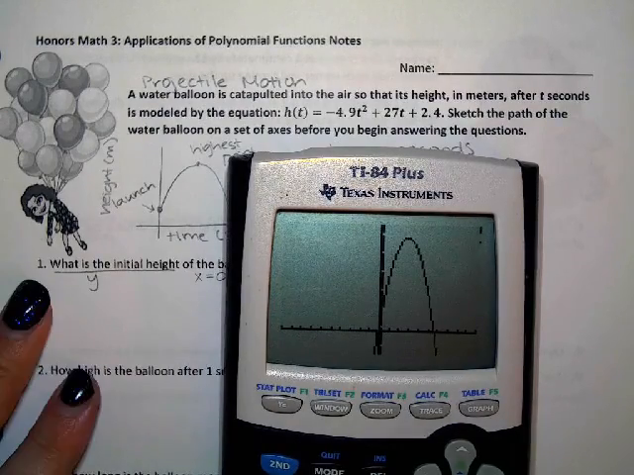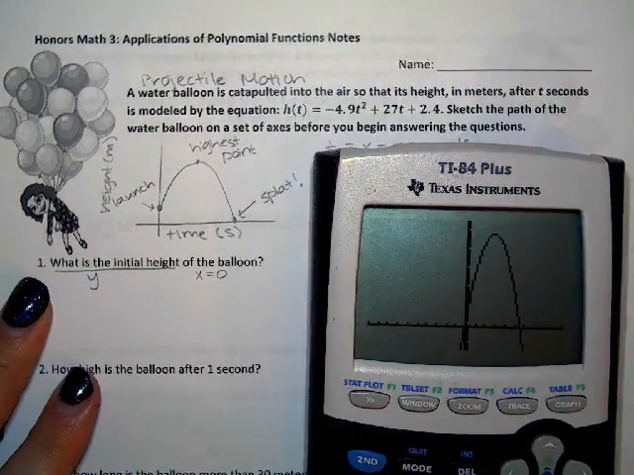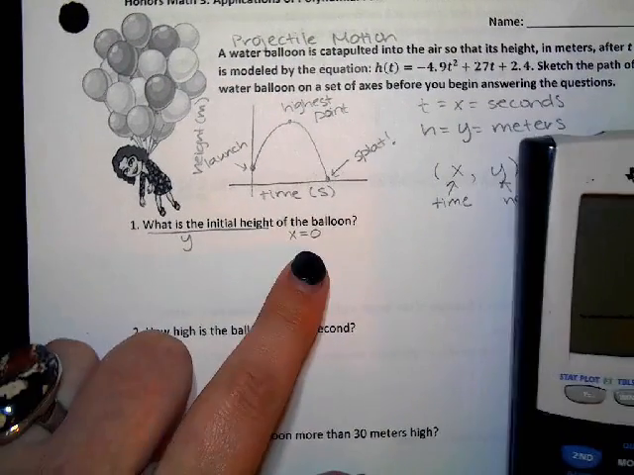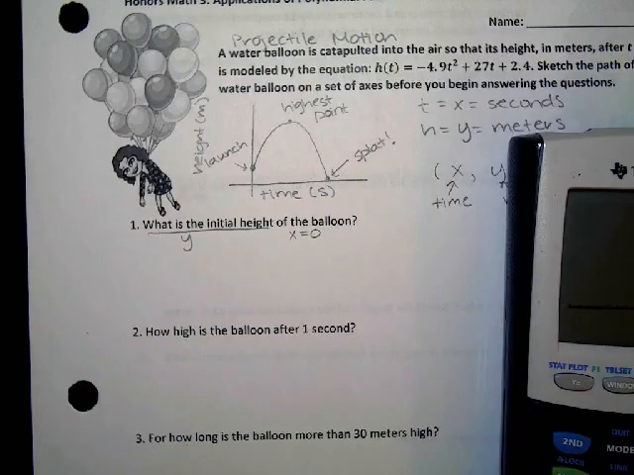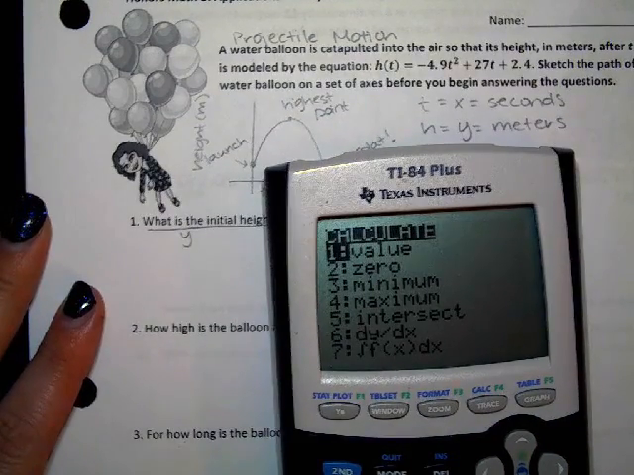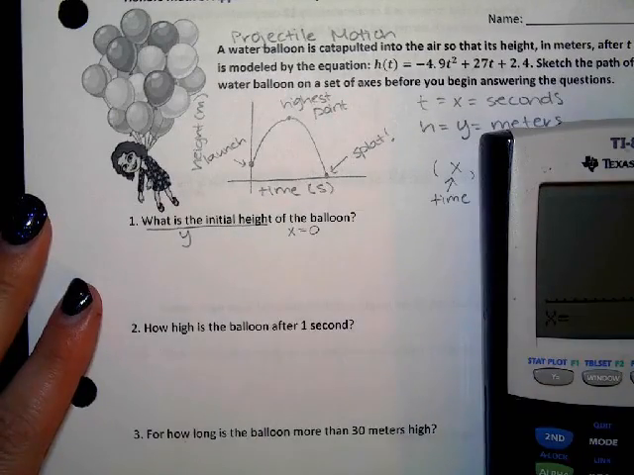What is the initial height of the balloon? So we are going to get really comfortable with that menu of where we can get to stuff and how we can plug things in. So do you guys remember if we do second trace and get to the menu, how do we plug in whatever x value we want? Second trace, number 1. We're going to plug in 0. Get 2.4.